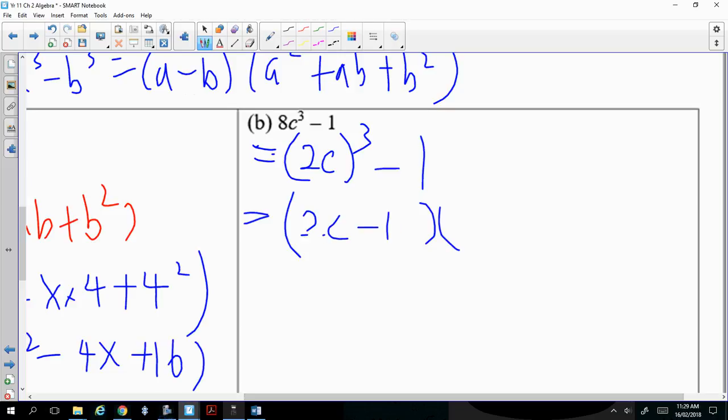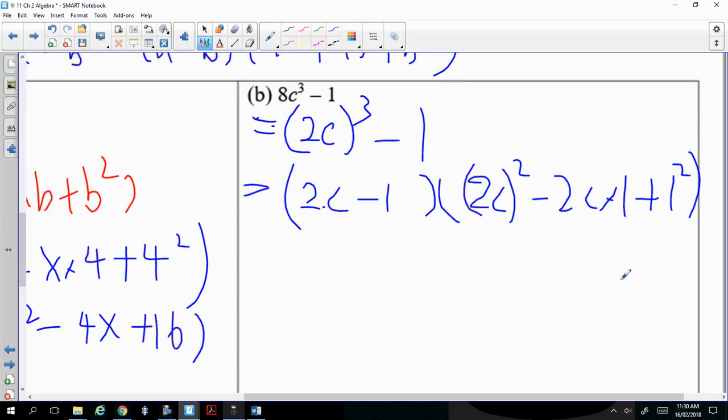Right? And then be careful: 2c, but put a bracket around it. You have to square the whole thing. Square 2c, minus 2c times 1, plus 1 squared. Like that. So that's the a squared minus ab plus b squared. So you end up getting 2c minus 1.